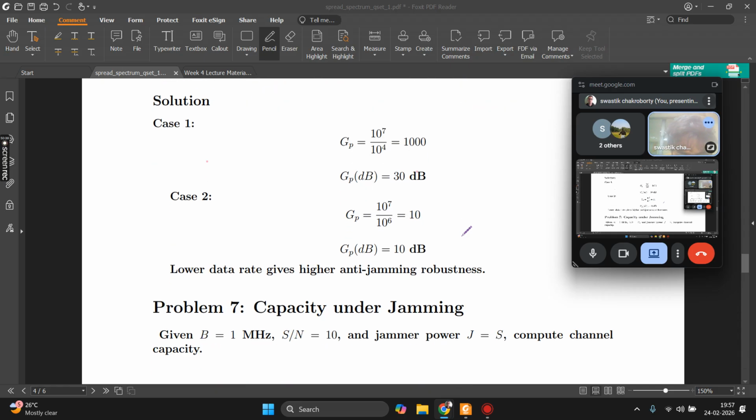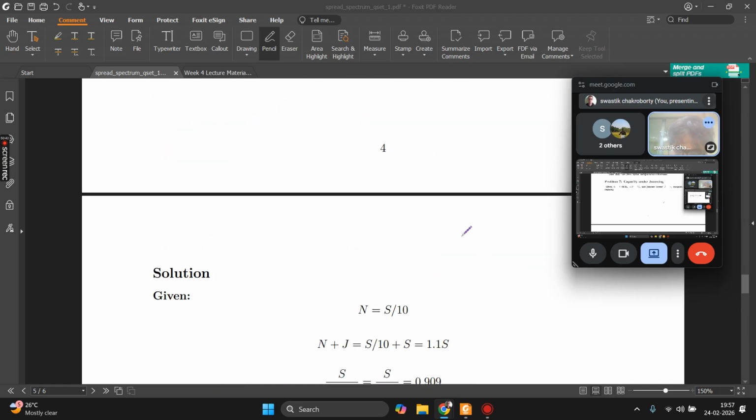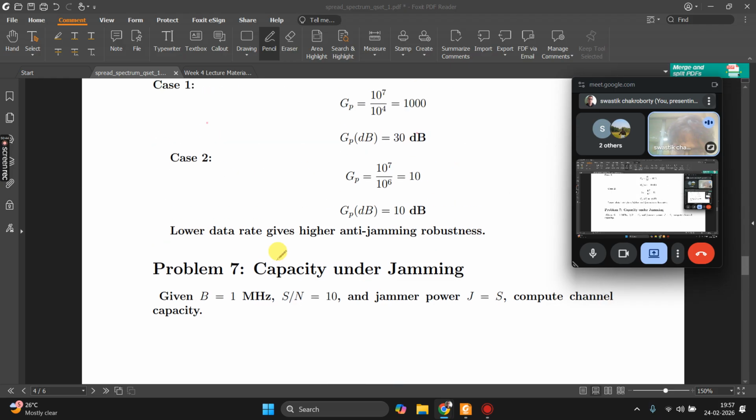Okay, now this signal bandwidth is 1 megahertz, signal to noise is 10, and jamming is equal to signal. So compute the channel capacity. Basically Shannon's formula. Try it. This now is 1957. So by 8 o'clock, turn in the result. That is in 3 minutes. Try this.